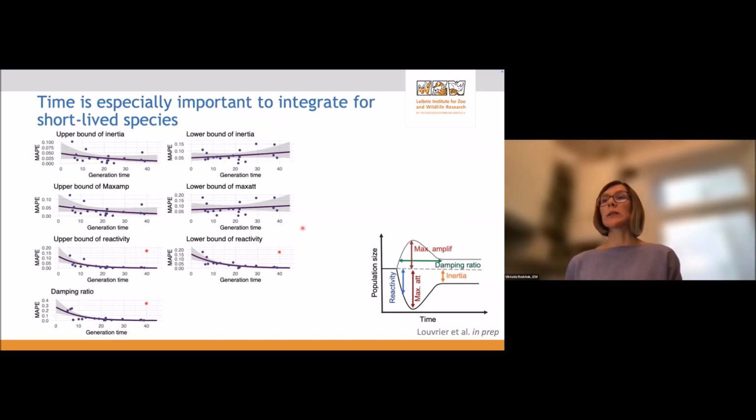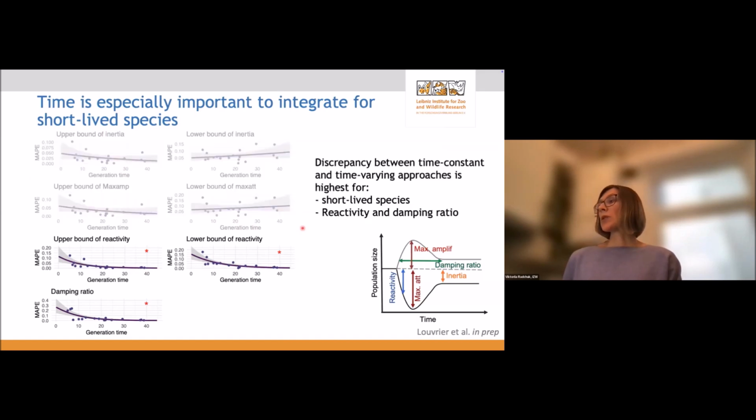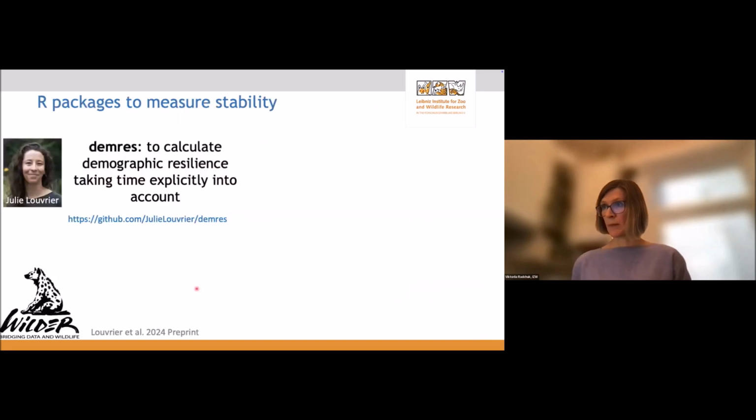So here on the y-axis, we have our measure of discrepancy between both approaches, MAPE, and on the x-axis, we have generation time. And what we found is that the discrepancy between both approaches is highest for short-lived species, only for two metrics, reactivity and damping ratio.